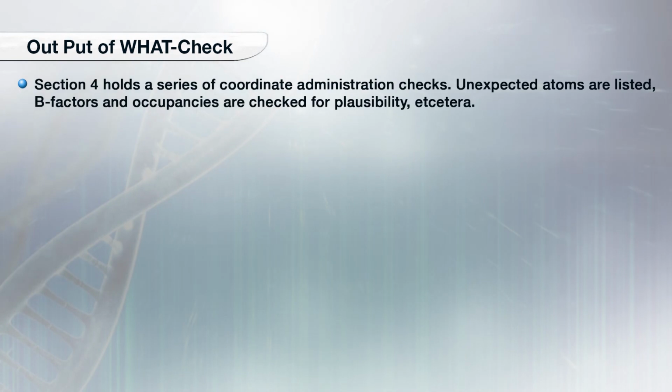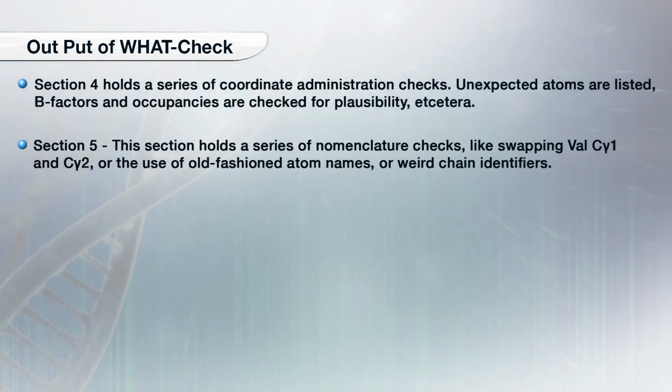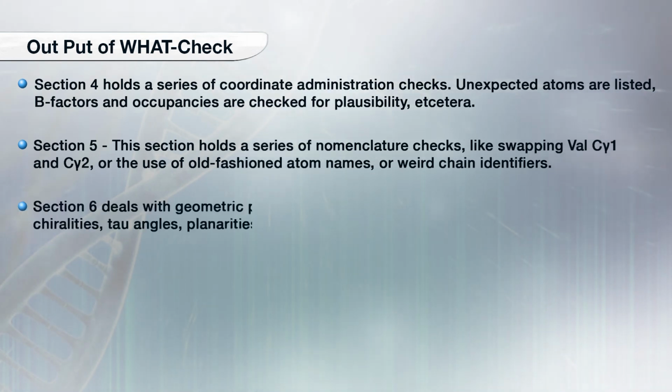What is in section 4? Section 4 holds a series of coordinate administration checks. Unexpected atoms are listed over here, B factor is reported, and occupancies are checked for plausibility, etc. What is there in section 5? This section holds a series of nomenclature checks like valine C gamma, C alpha composition, use of old fashioned atom names, or weird chain identifiers.